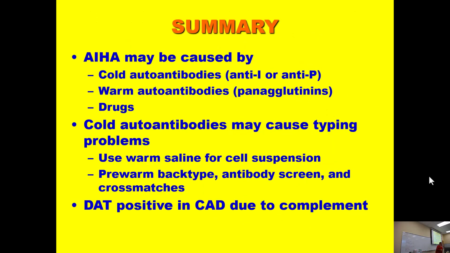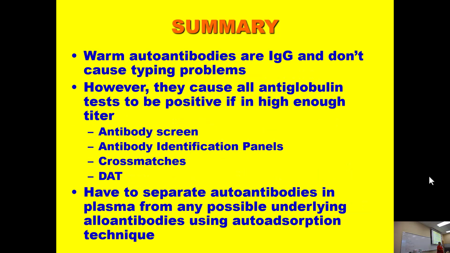So summary, autoimmune hemolytic anemia is caused by cold autoantibodies, warm autoantibodies, and drugs. Cold autoantibodies may be causing typing problems. We're going to use warm saline for all of our cell suspensions. Pre-warm the back type and antibody screen for all your cross matches. DAT positive in cold agglutinin disease due to complement.